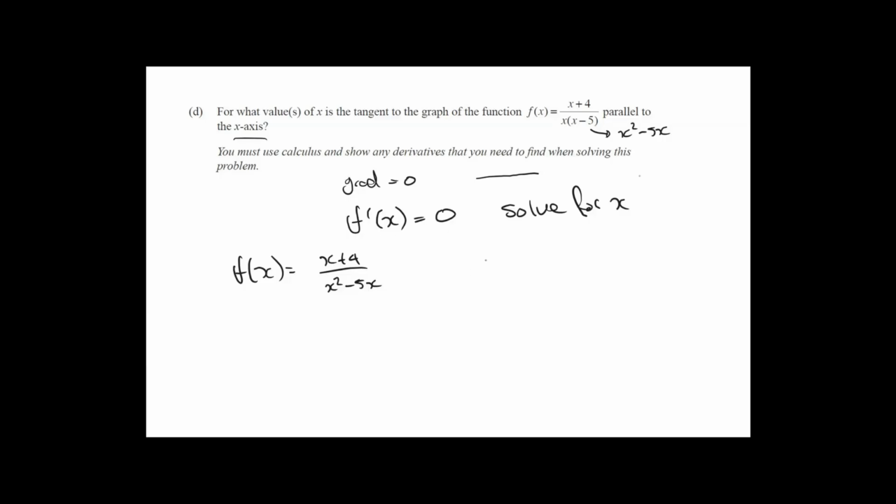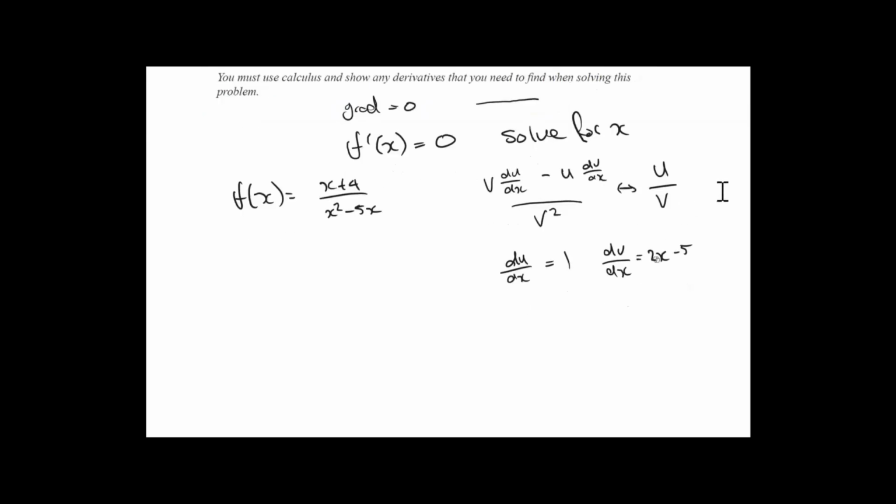So remember the quotient rule is v du dx minus u dv, all over v squared. And we use that when the thing that we're trying to evaluate is in the form u over v. So let's take u here and differentiate it. So du dx is just going to be 1, which is pretty good for us. And dv with respect to x is going to be 2x minus 5.